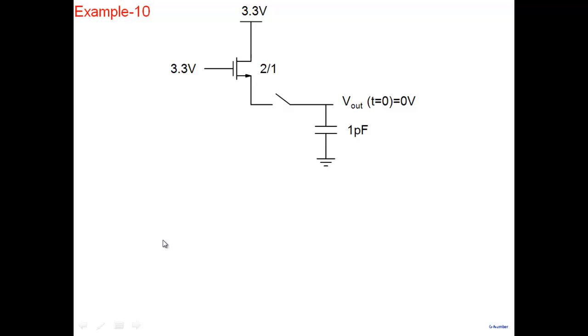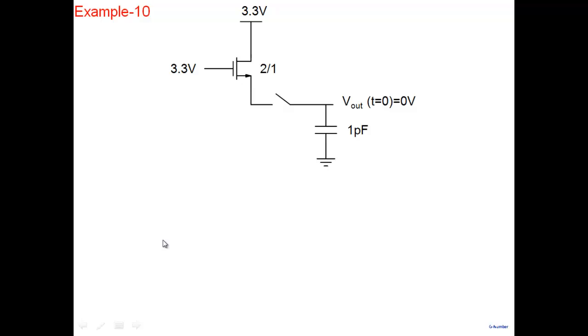The moment you close the switch, I have 3.3 here, and this is 0. Gate to source voltage is 3.3, and the transistor is in saturation region and starts to charge. As it starts to charge, what happens? Two things are happening now. Drain to source voltage drops, but in addition to that, VGS also drops. If I make a very simplified view, the transistor will not conduct much current below threshold.